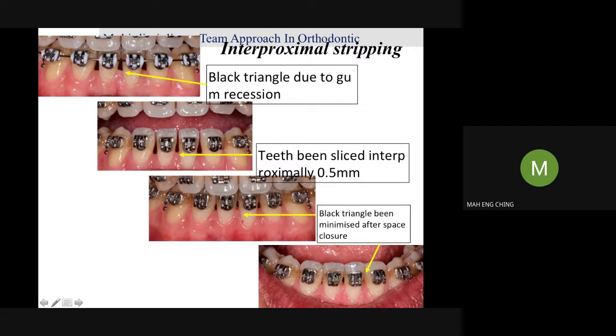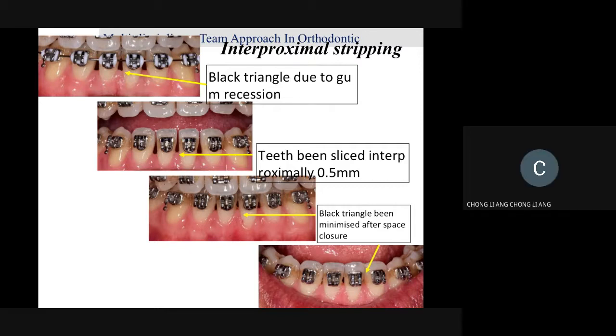Yeah, as you can see on these pictures. Of course, if the black triangle is very big, you cannot cut the tooth too much. You cannot cut a third, you're going to expose the dentin and make the teeth sensitive. So what you can do is minimize it, but you cannot get rid of it completely. So a big triangle, I can make it smaller, but a small triangle, I can make it disappear. Does it answer your question?